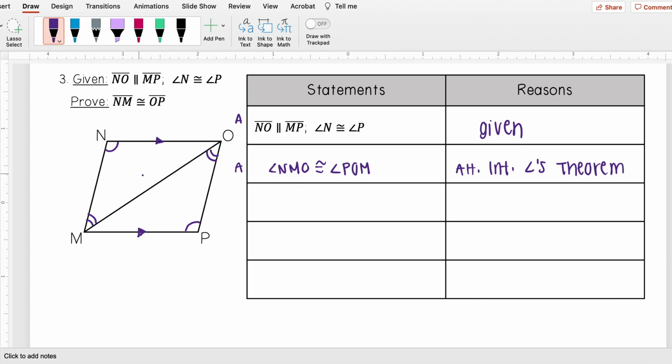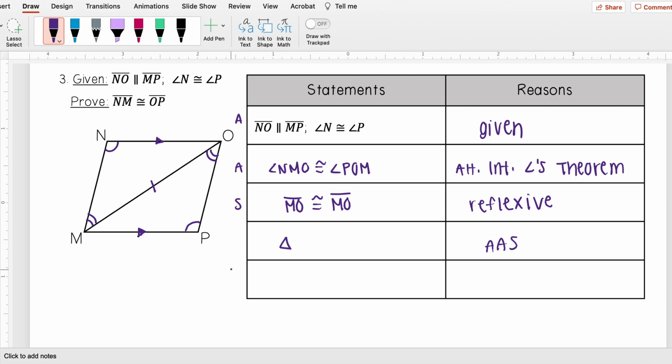And then now, again, this one pops up a lot. I see that they're both sharing the same side. And so I know by the reflexive property that MO is congruent to MO. And that's by reflexive. So now I have that these two triangles are congruent. And I see that the order that they go in is angle, angle, side. So that side is not included between the two angles. So this is going to be by angle, angle, side.